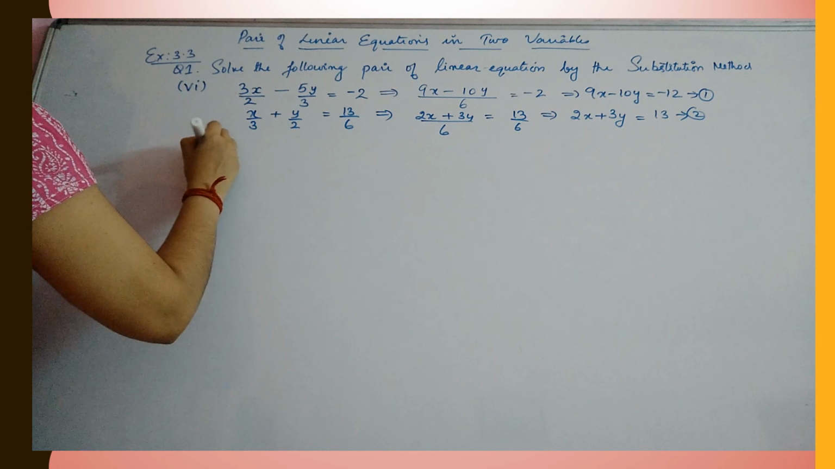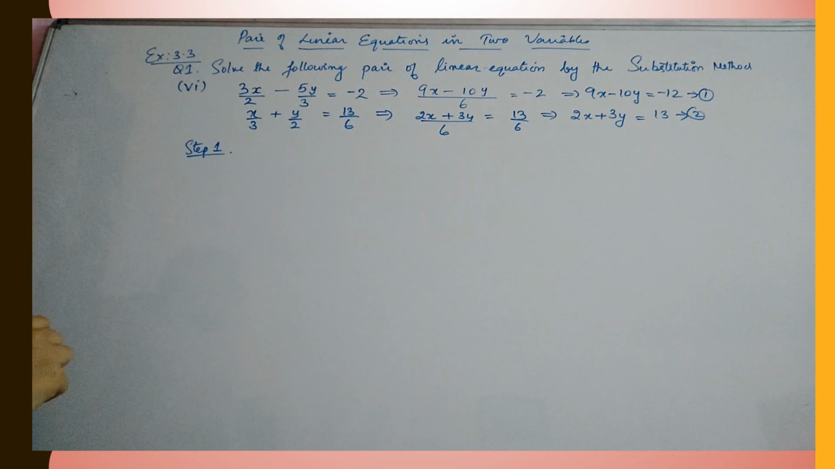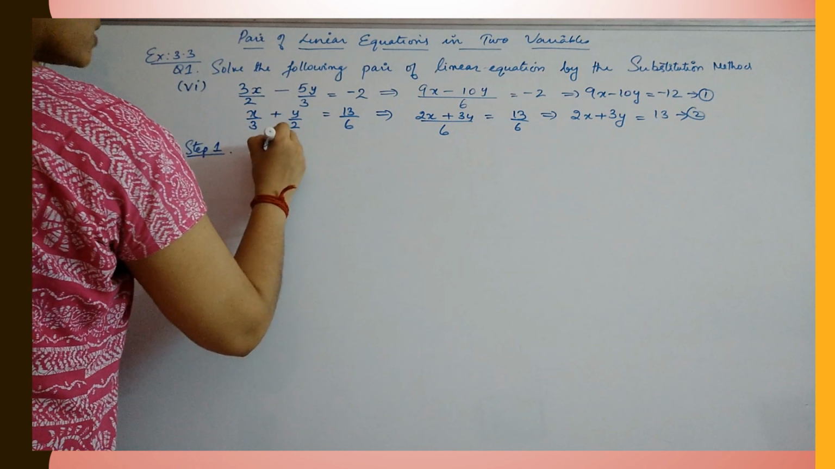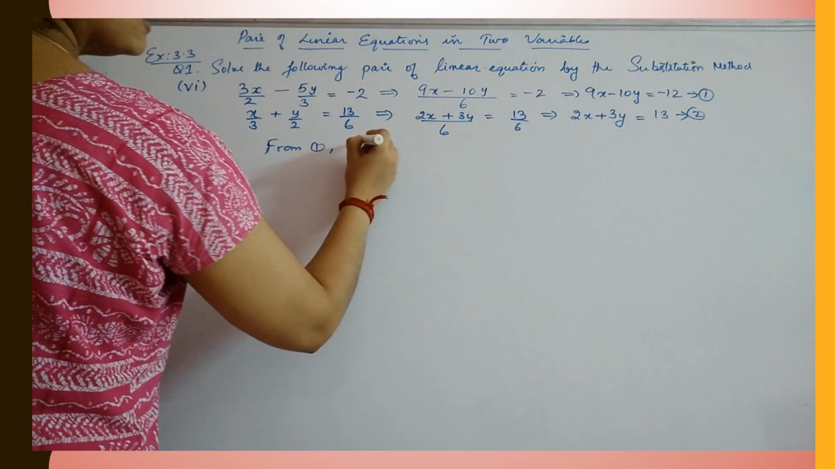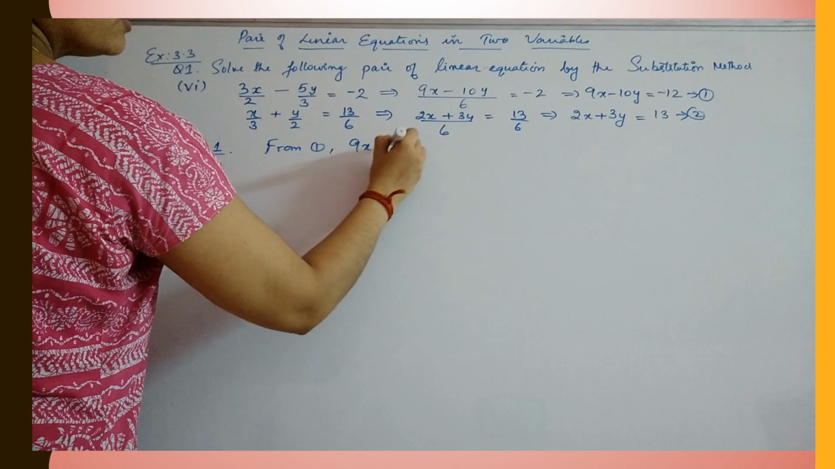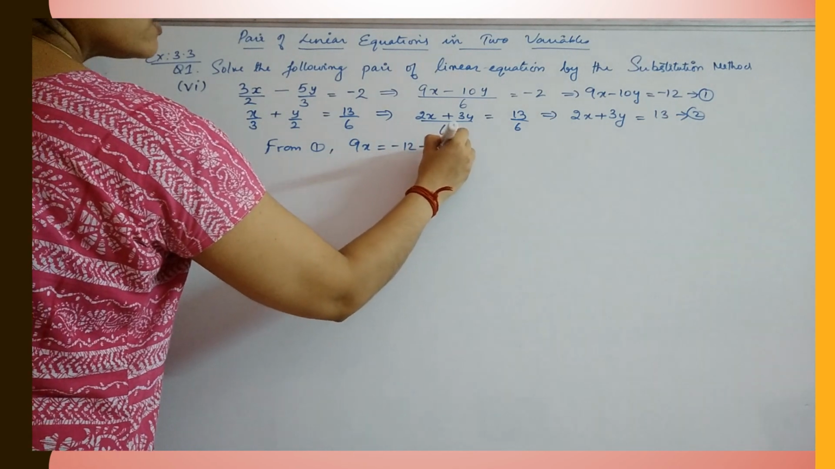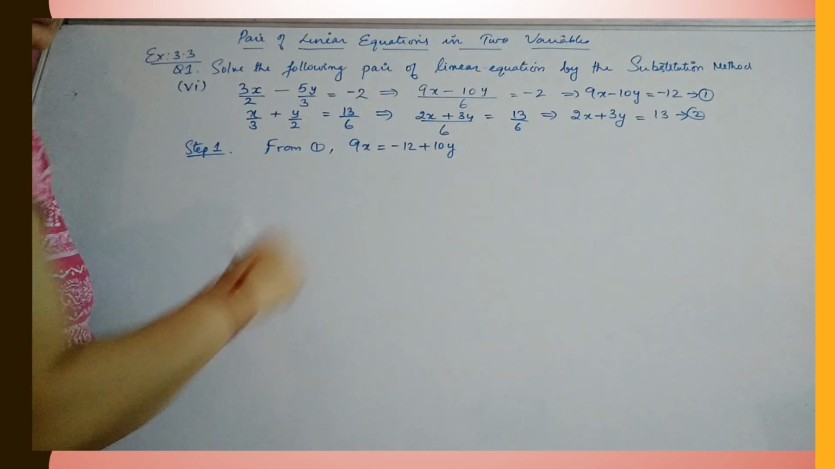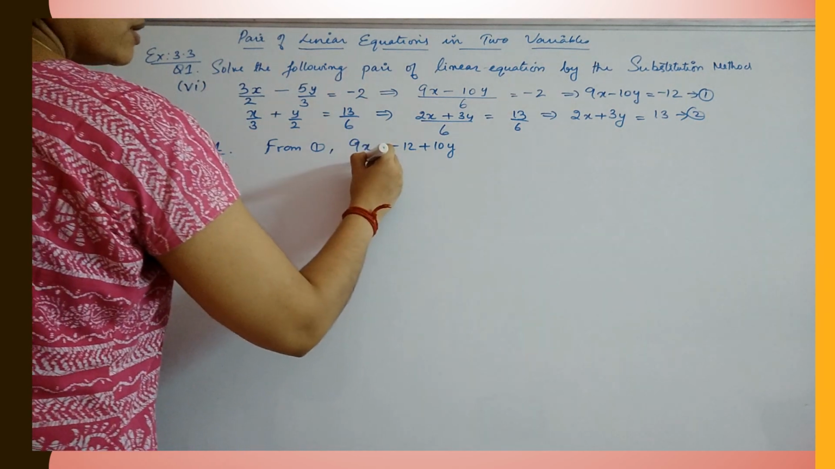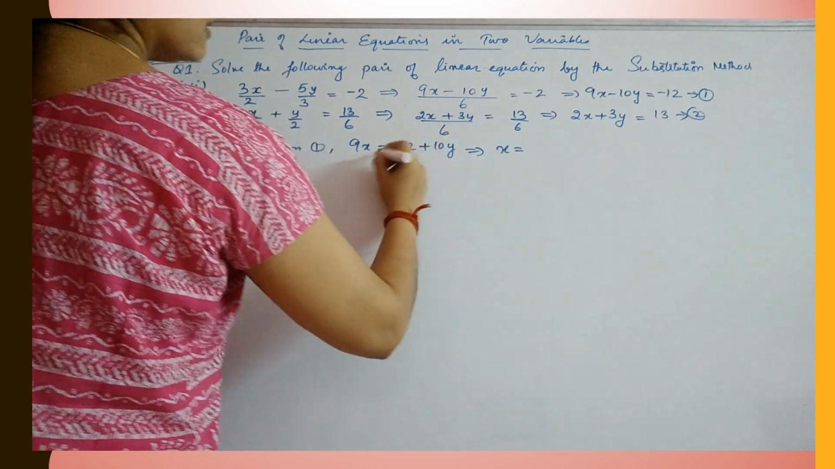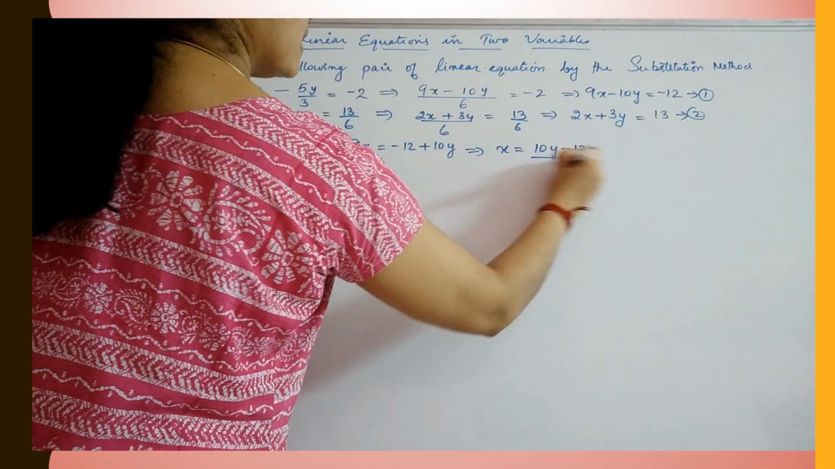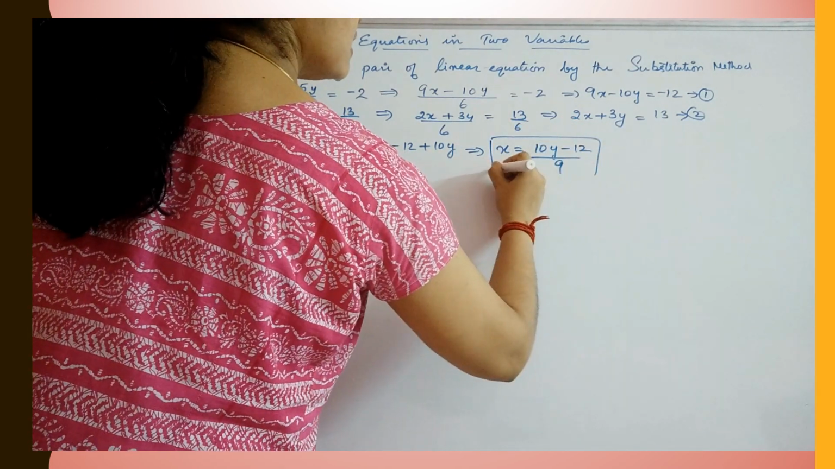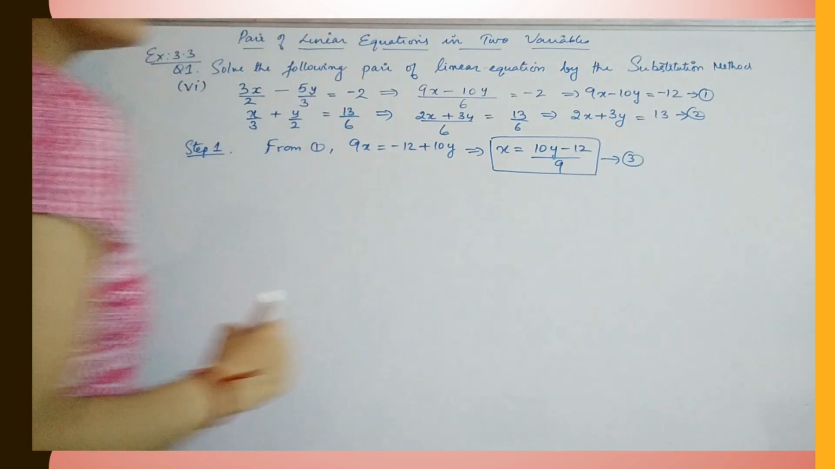Now our step starts. Step 1 is you have to find one variable. Suppose I am starting with equation number 1. So from equation number 1, what I will get is 9x is equal to minus 12, which is also already there. This will become plus 10y. Minus 10y will go there as 10y. So here you will get x as 10y minus 12 divided by 9. So this I am taking as the new equation 3 for your x value.